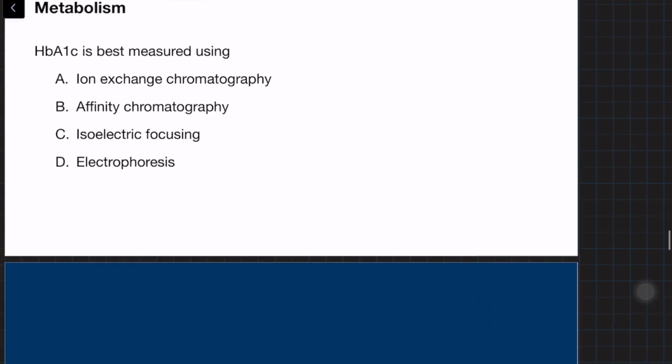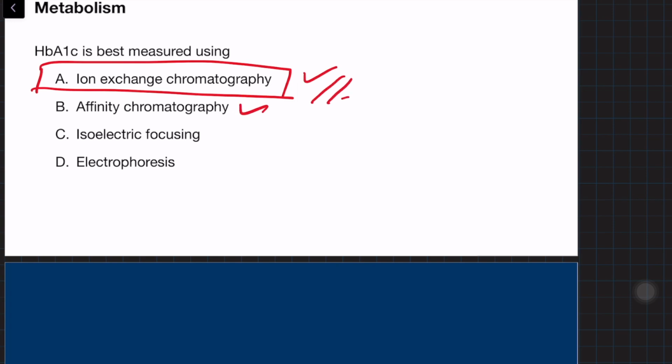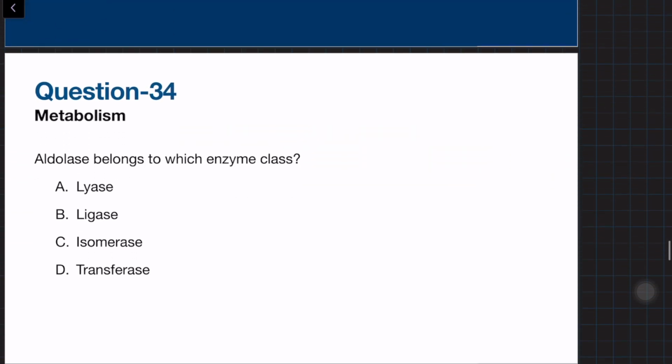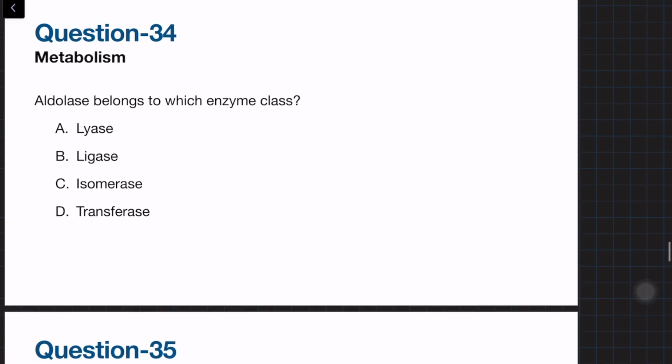HbA1c is measured best by... this is a previous question, a repeat question. The answer is ion exchange chromatography. That is the technique we use currently. Few of us marked affinity chromatography, but this is the right answer. Okay, ion exchange chromatography.